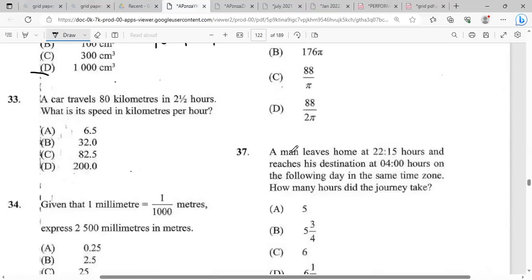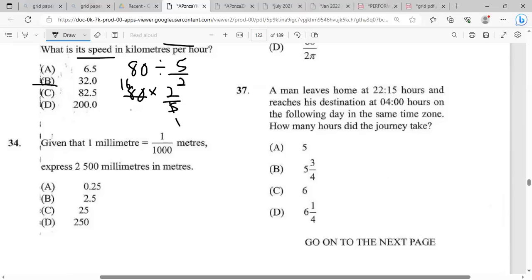A car travels 80 kilometers in 2.5 hours. What is the speed? So it's 80 kilometers divided by 2.5. 2 times 2 is 4, and that 5 over 2. And then we do the inverse, so it's 80 times 2 over 5. 5 into 80 goes 16 times 2, 32.